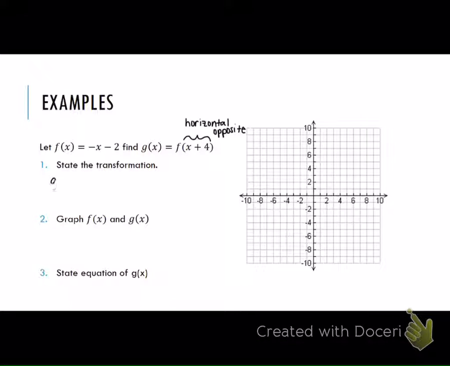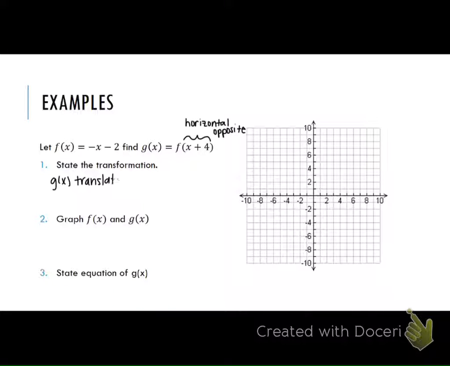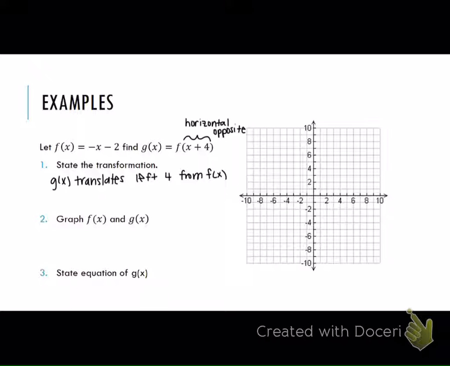So g of x translates left 4 from f of x. So it's just a shift. Remember, translate is just a shift, left or right, okay? In this case, since it's horizontal, it's left to right.